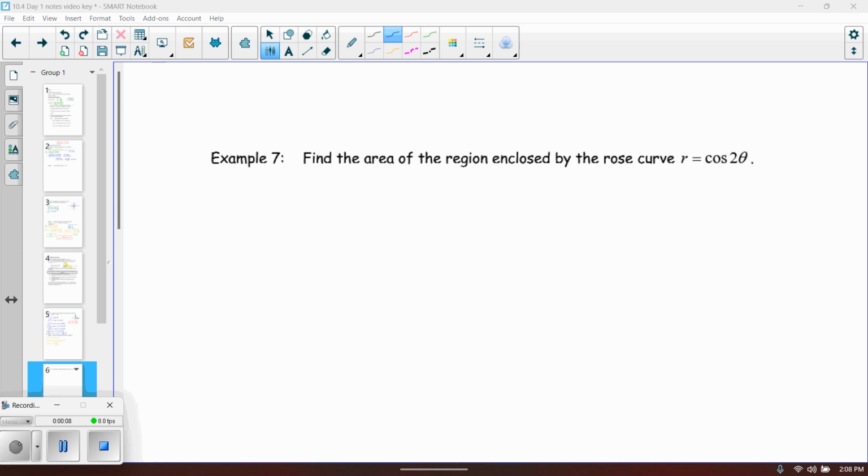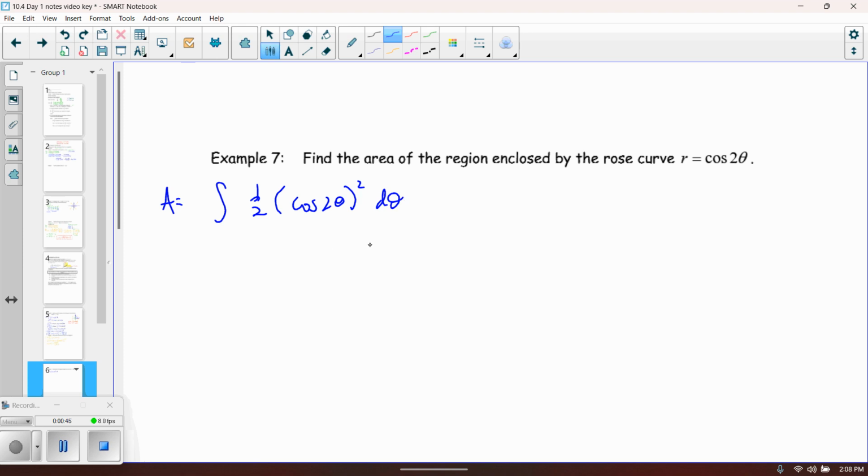Just continuing with our examples, find the area of the region enclosed by the rose curve r equals cosine of 2 theta. We've already graphed that one several times in the past. It's a 4-petaled rose. Each one of the petals is symmetric to the x and y axes in this case. So we need to find the integral of 1/2 of cosine of 2 theta squared d theta.